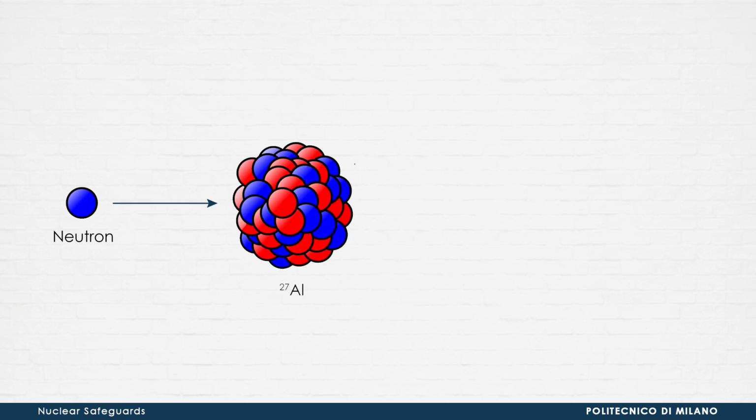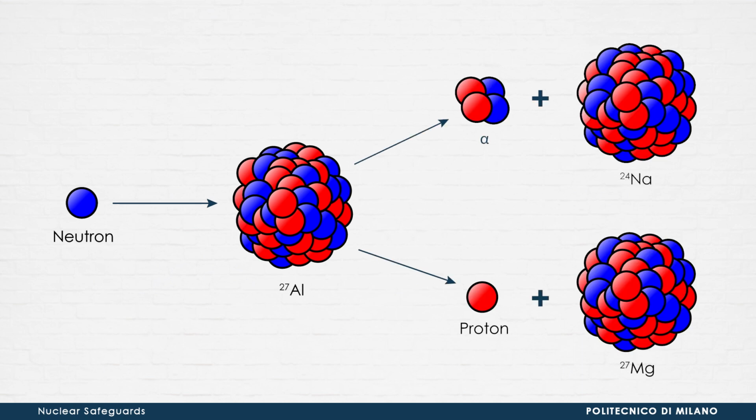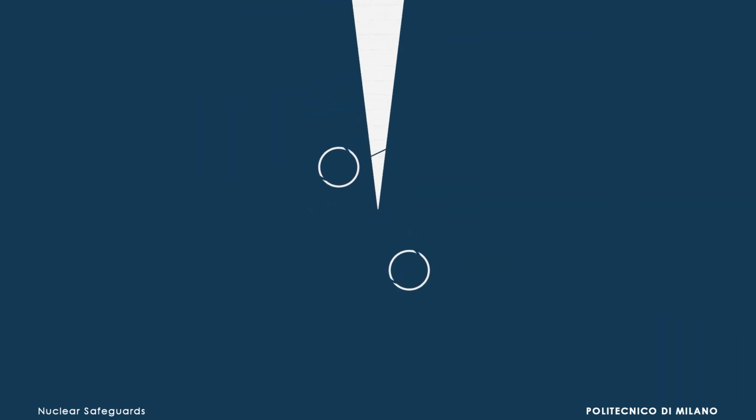It is important to point out that, in general, several products can be generated by the same projectile-target pair. For example, the collision of a neutron with the nucleus of aluminum-27 can lead to the production of a proton or an alpha particle. Each of these reaction channels has its own probability of occurrence, according to the general laws of quantum mechanics.